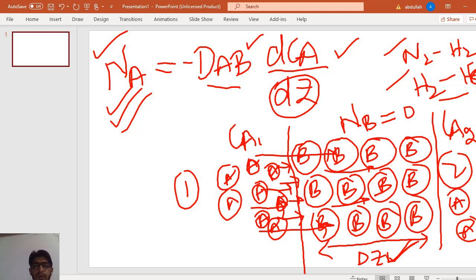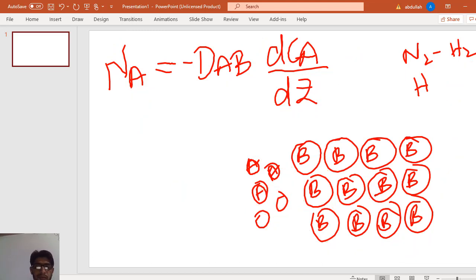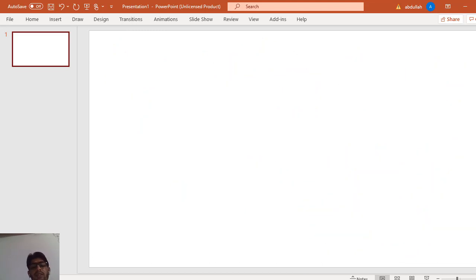Similarly, Fick's law of molecular diffusion can also hold for liquids. Similarly, convective mass transfer also takes place in liquids and gases.